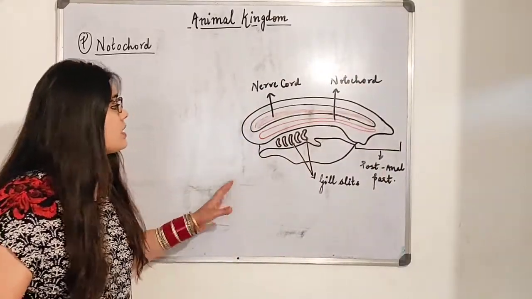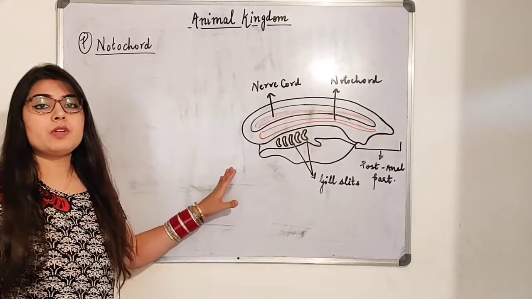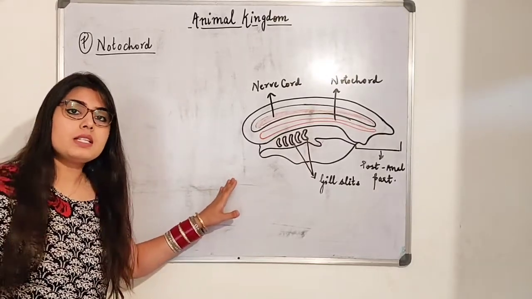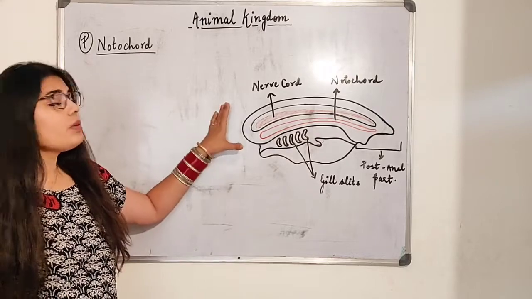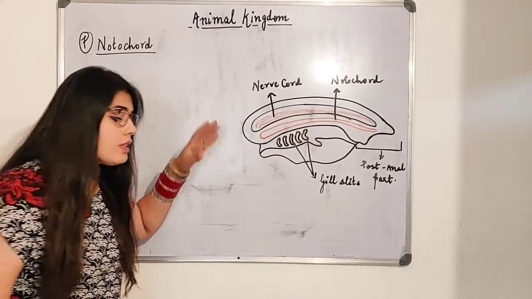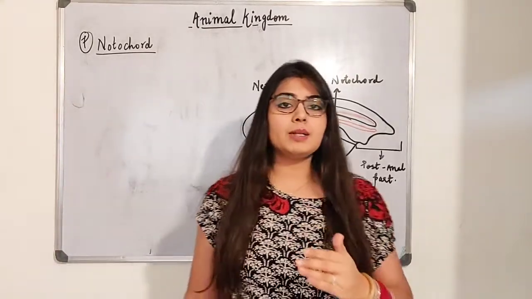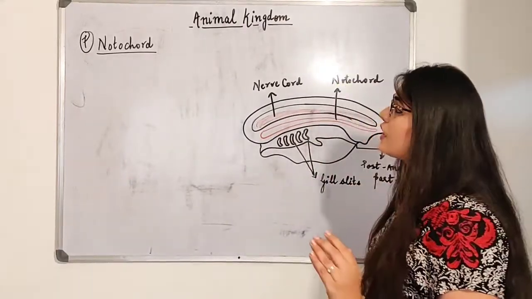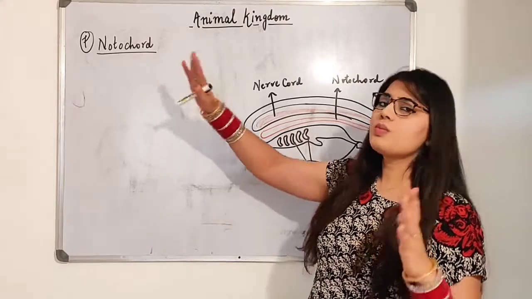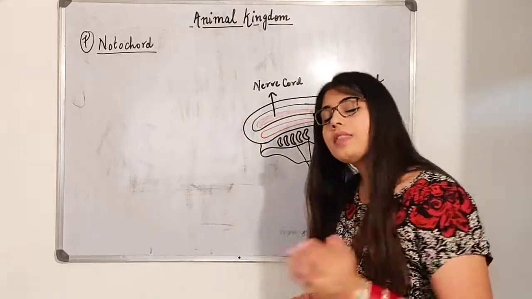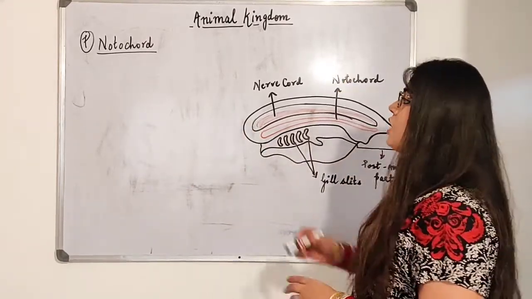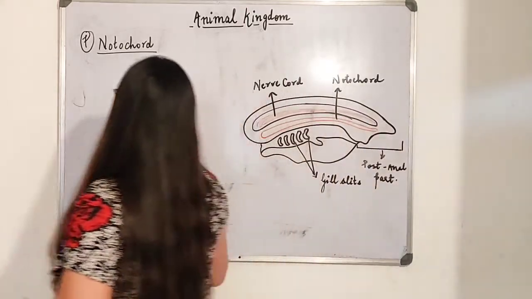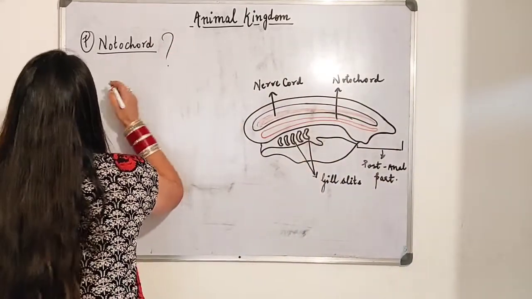This is the same diagram which you will be studying when you study the chordates in detail. When you study chordates, you already know the phyla, so chordates, hemichordates, non-chordates, you will be studying here. Just a brief introduction will be given here, and then you will study in detail. So what is notochord?